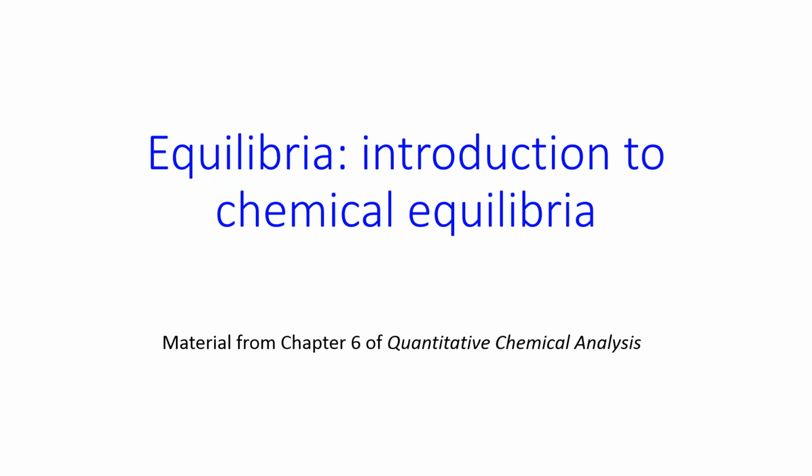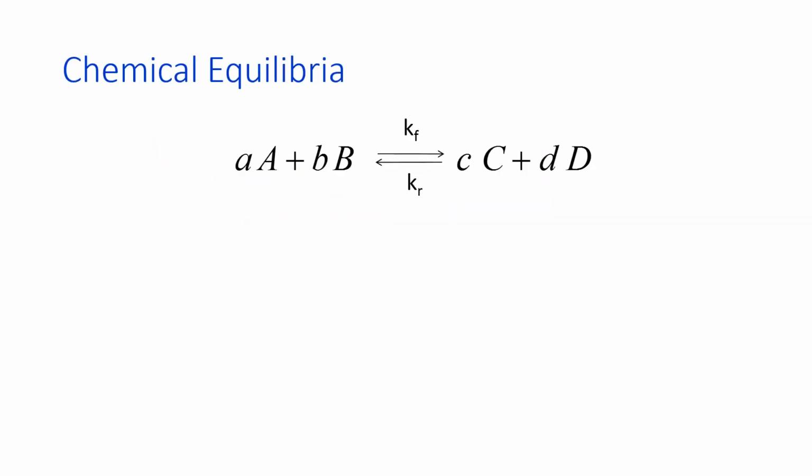This is an introduction to the material on chemical equilibria that's in Chapter 6 of your Quantitative Chemical Analysis textbook. When we talk about chemical equilibria, we're talking about a balanced chemical equation for a reaction that can go in a forward and reverse direction. So the reactants can form products. Those products can be converted back into reactants.